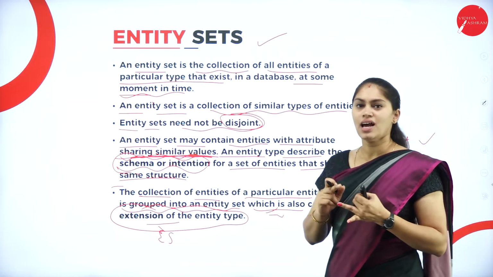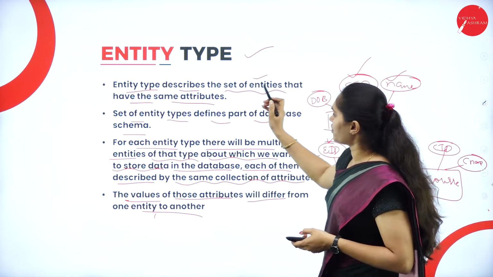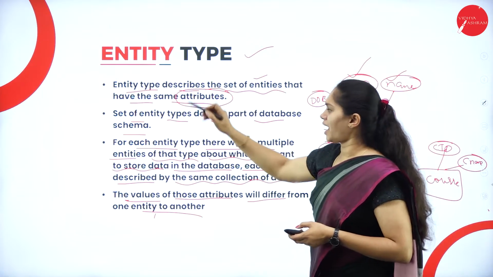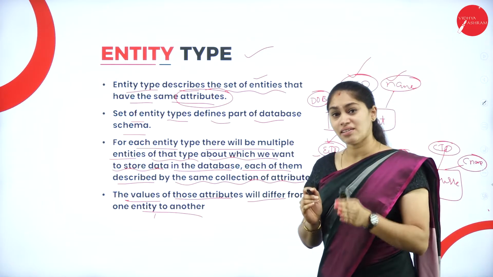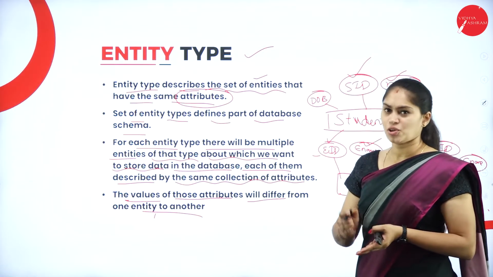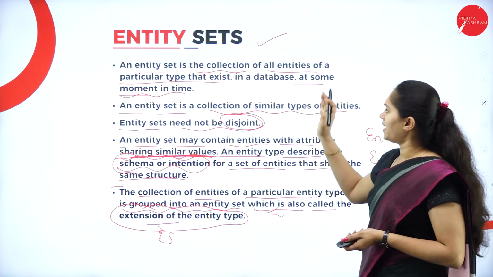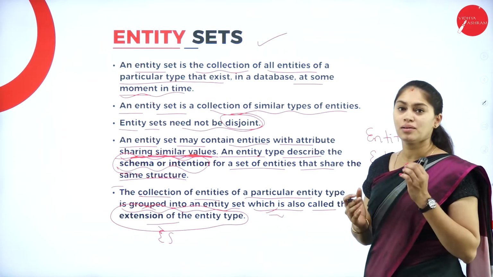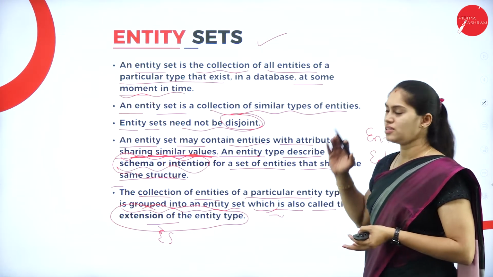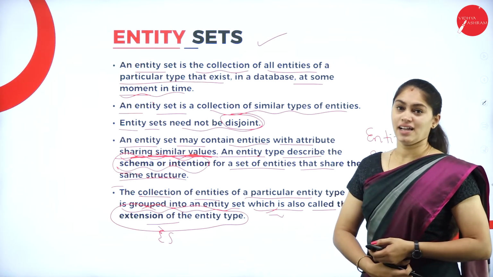Entity is a real world object, and entity type specifies the set of entities that have the same attributes, but the value of those attributes will differ from one entity to another entity. When it comes to an entity set, it will be a collection of the entities of a particular type. So this is the difference between an entity type and an entity set.